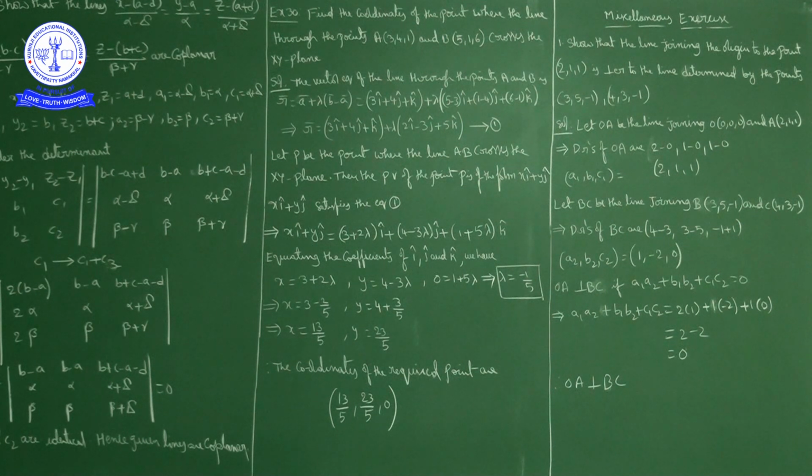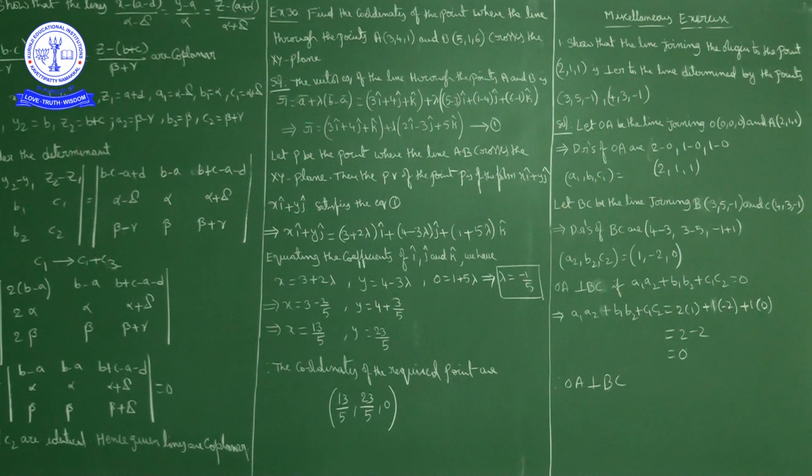Okay, now what is the question? Find the coordinates of the point where the line passing through these 2 points crosses the xy plane. Somewhere the line joining these 2 points crosses the xy plane. Let P be the point of intersection where the line AB crosses the xy plane. Okay, so point P is in the xy plane. In the xy plane the z ordinate is 0. So that point P we can consider as (x, y, 0).